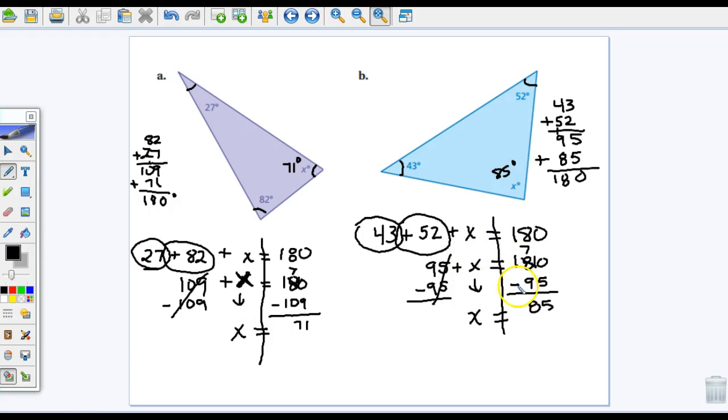Go ahead and make sure you have this down. Push pause if you need to get it all copied down into your notebook. This should be number 11 on your table of contents, and we should call it sum of a triangle.